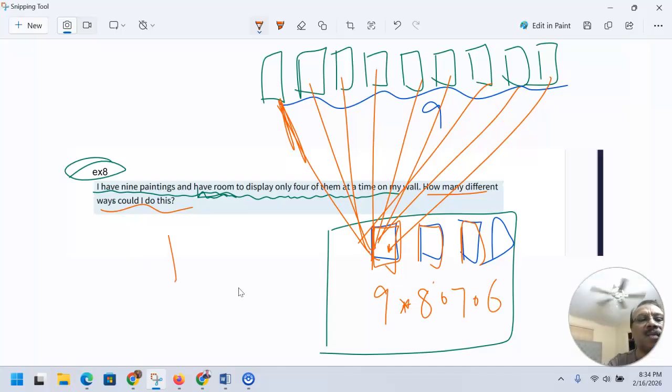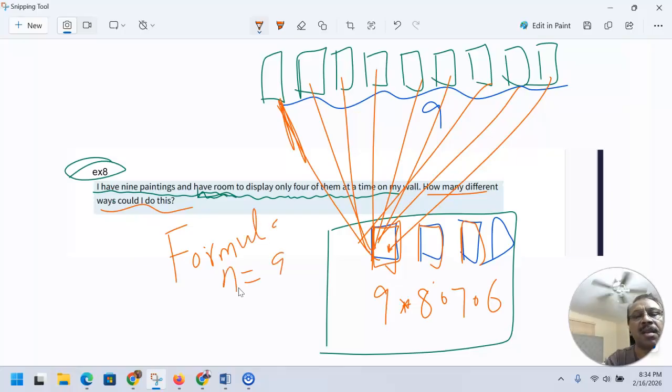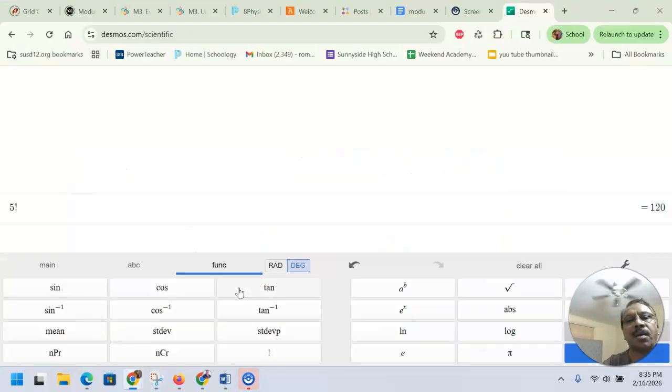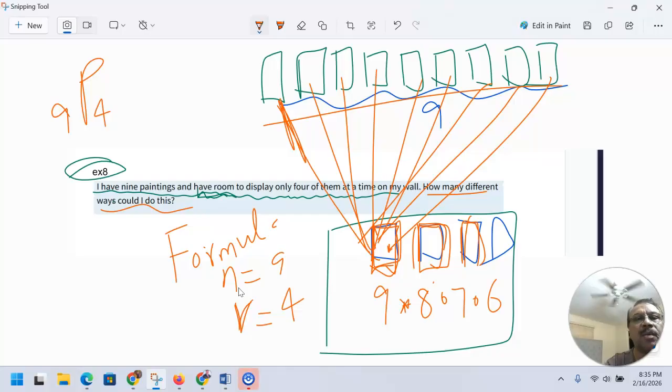Or you directly use the permutation formula. What is the permutation formula? You have n is 9, and from 9 you need to pick 4, so those could be any 4 places. So your r is 4. So you use permutation with the 9 on the left and the 4 on the right. Using Desmos, you just put that in the calculator. Or let's do the actual work. So this is 9 factorial, and you subtract the 9 and the 4.